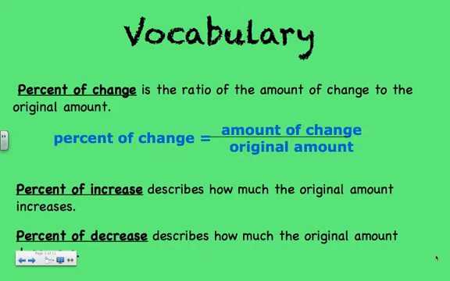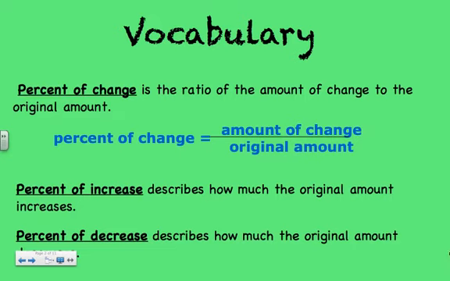Our percent of change is the ratio of the amount of change to the original amount. And the formula is the percent of change is equal to the amount of change over the original amount. The amount of change, think of it as if I have a price of a shirt at one price and it changes to a different price because it is either increased in price or lowered in price, that will be my amount of change, the difference.